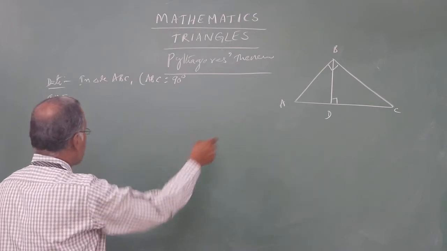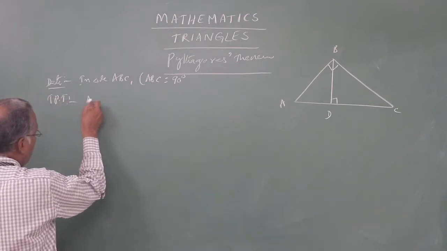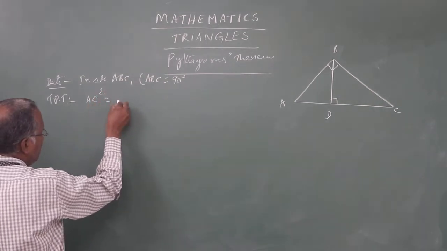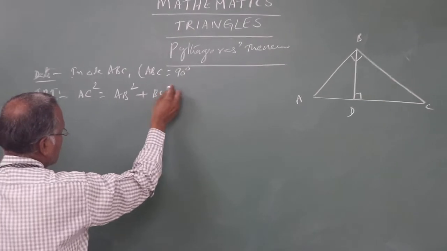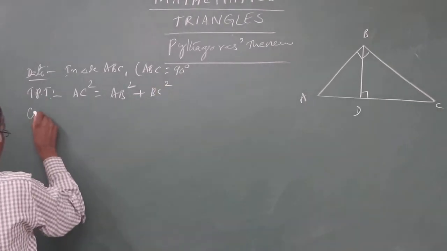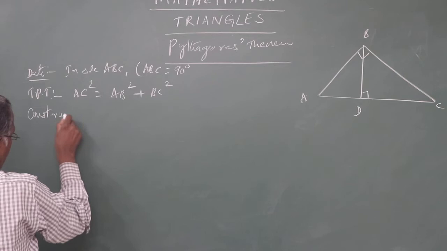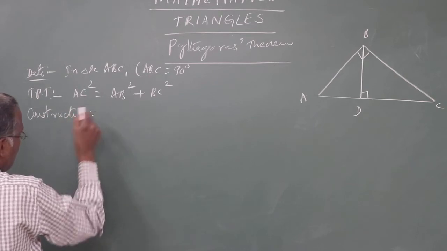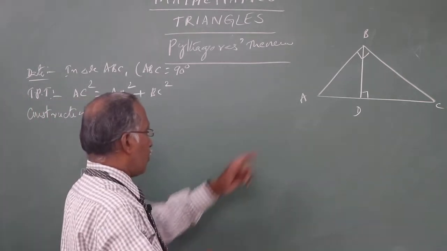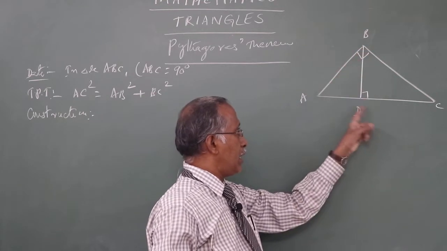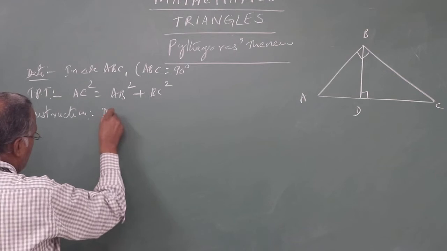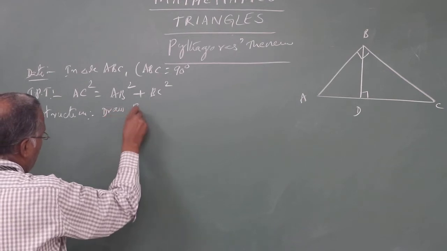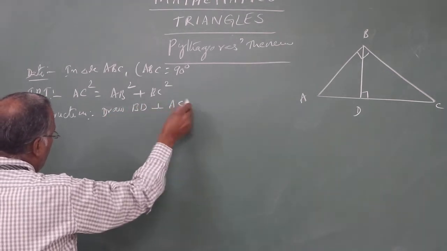So, which is the hypotenuse here? AC. Therefore, we have to prove that AC square is equal to AB square plus BC square. For that, what is the construction here? Draw BD perpendicular to AC. So, this is the construction: draw BD perpendicular to AC.